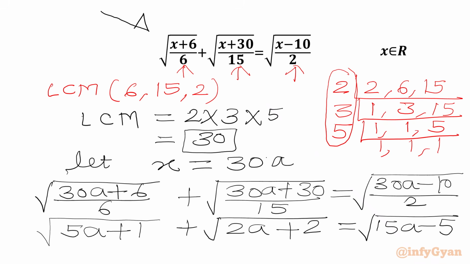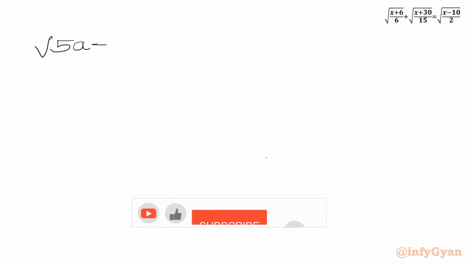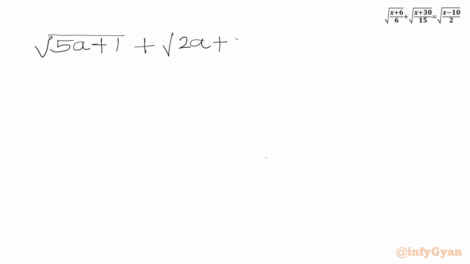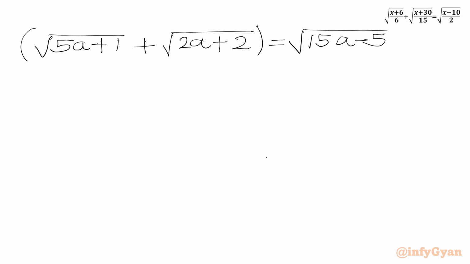Instead of squaring this equation, it is convenient to square this equation. Now we will be squaring both sides. So we will write the equation square root 5a plus 1 plus square root of 2a plus 2 equal to square root of 15a minus 5. Now we will put power 2 on both sides. Square root and square will get cancelled from the RHS.